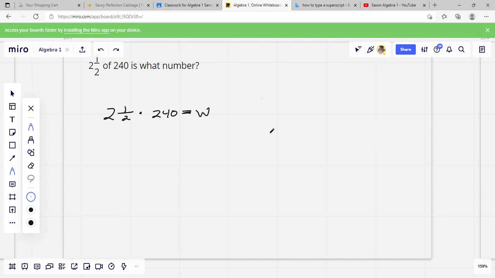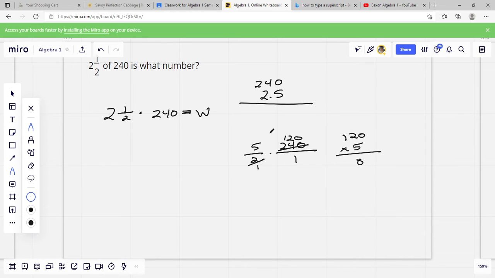So there's a couple of ways I could do that. I could change that to 2.5 times 240 and multiply it like that. I could change this into an improper fraction. So 2 times 2 is 4, plus 1 is 5. I could say 5/2 times 240. That looks like the easiest. Right here we can cancel. So that would be 1. How many 2s are in this? Let's see, that would be 120. And then we do 120 times 5, and we get 600.